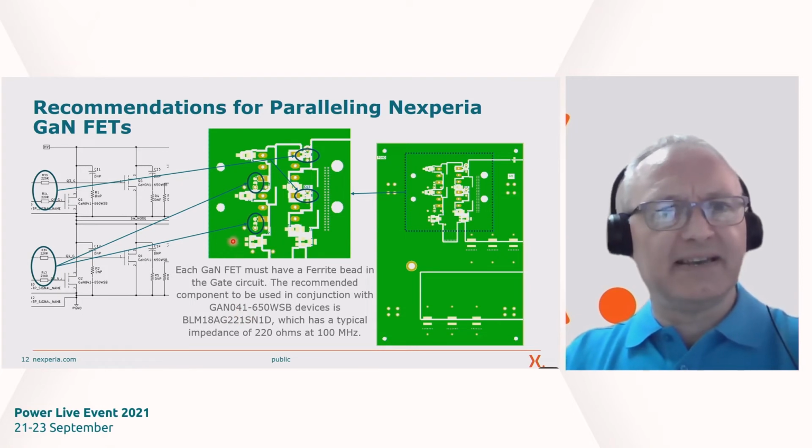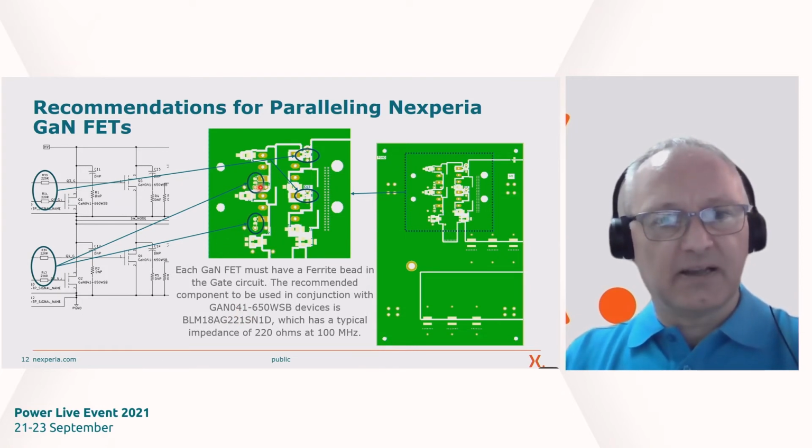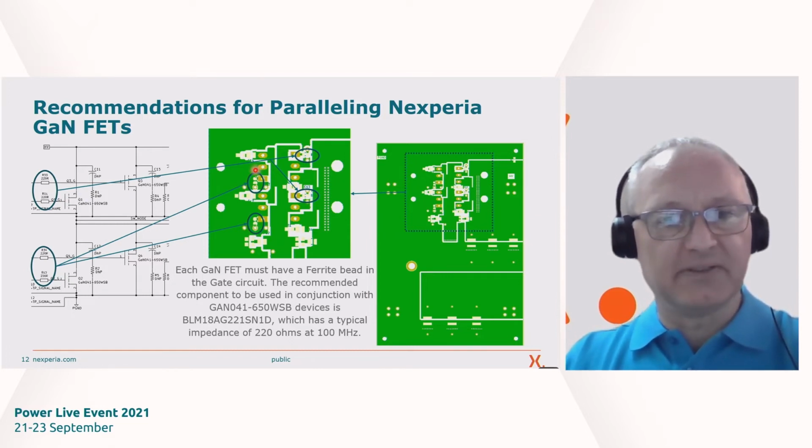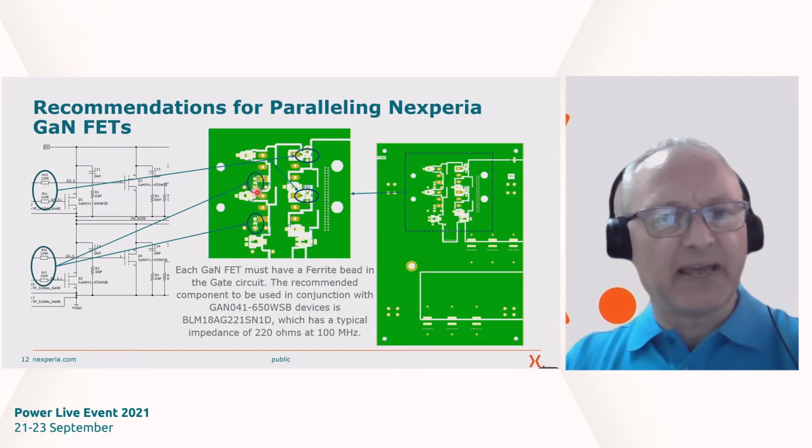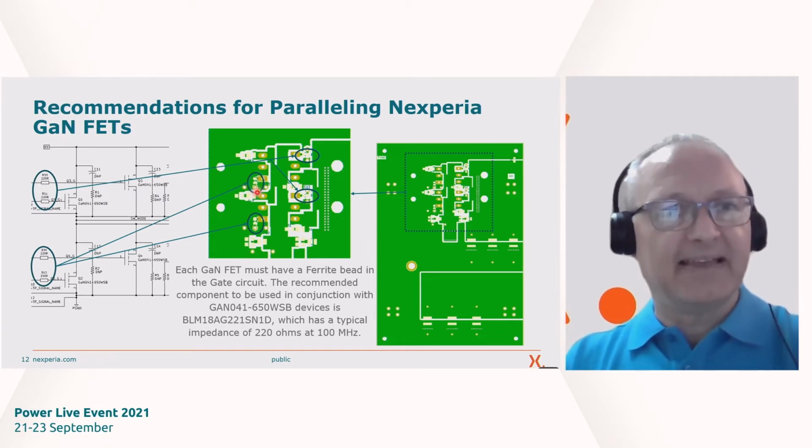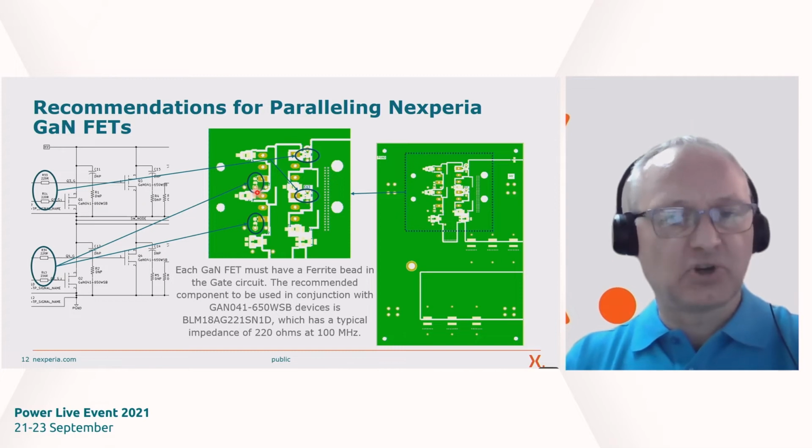We can also see here that the gate ferrites, highlighted here in the circles, are as close as possible to the pins of the GaN FETs. So again, we want to keep that gate source loop as tight and compact as possible.